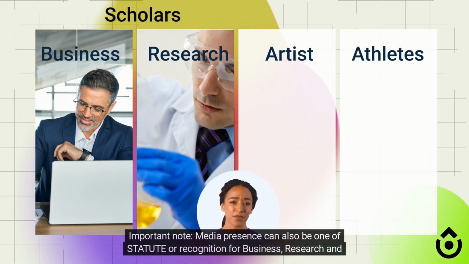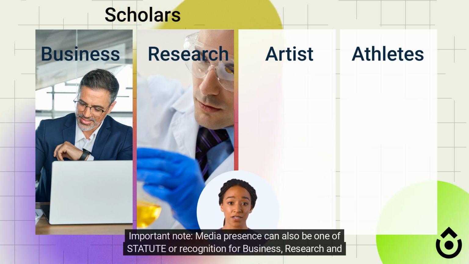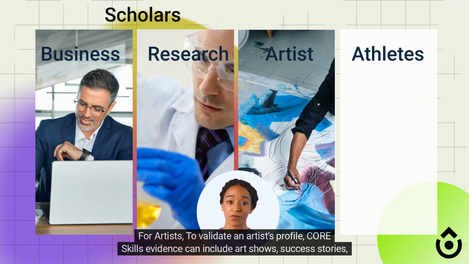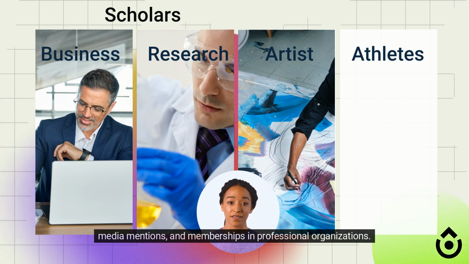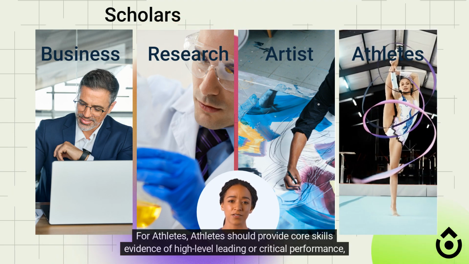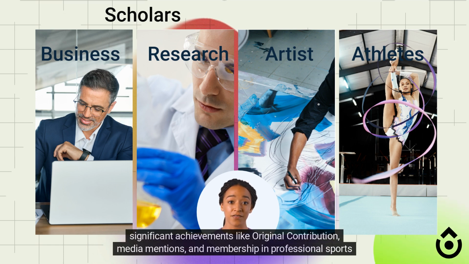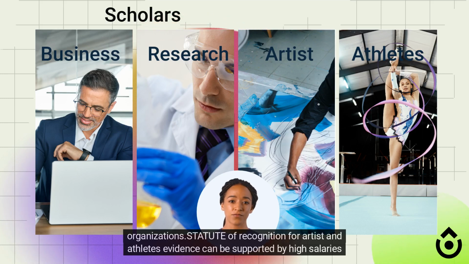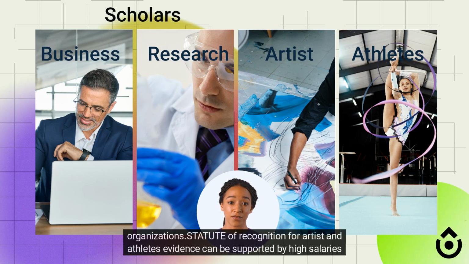Important note: media presence can also be one of the statute of recognition for business, research, and scholar. For artists, to validate an artist's profile, core skills evidence can include art shows, success stories, media mentions, and memberships in professional organizations. Athletes should provide core skills evidence of high-level leading or critical performance, significant achievements like original contribution, media mentions, and membership in professional sports organizations. Statute of recognition for artists and athletes can be supported by high salaries, etc.